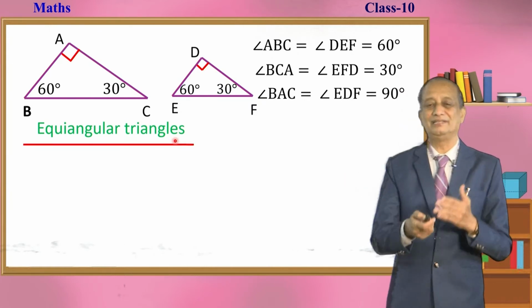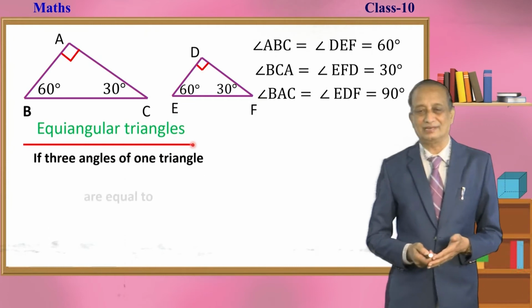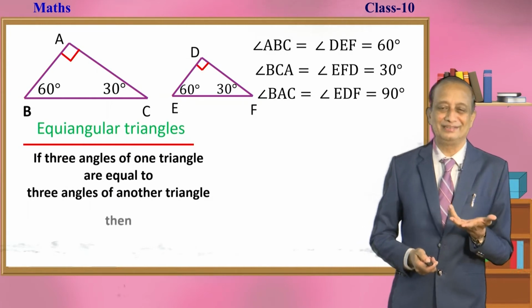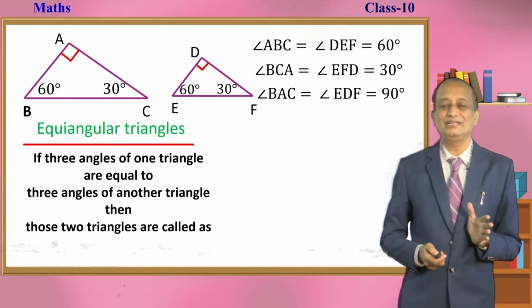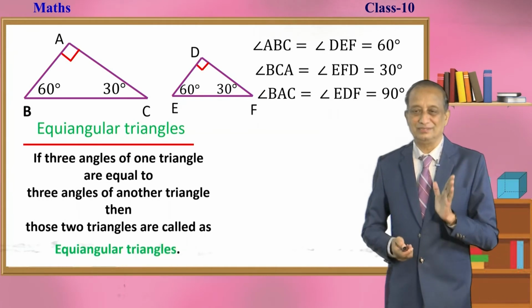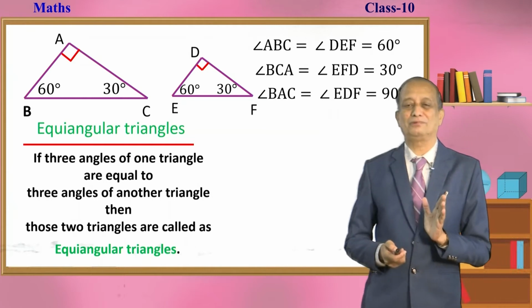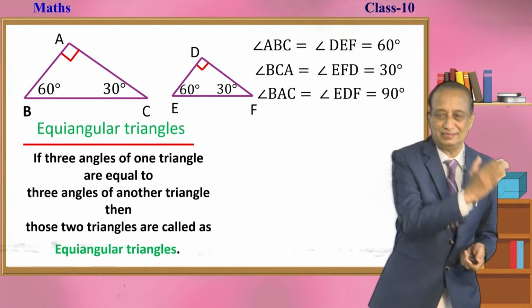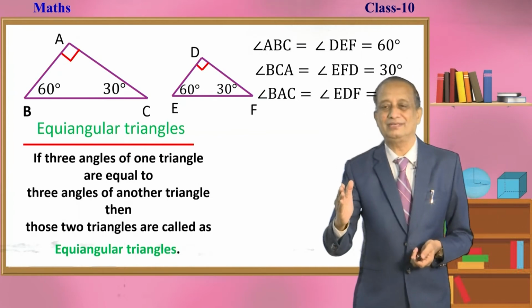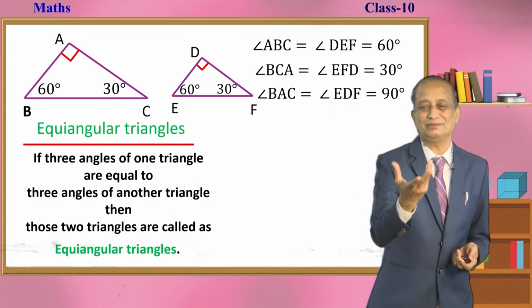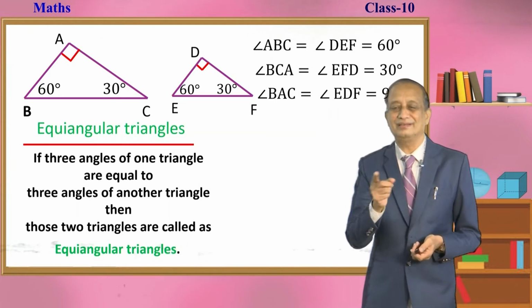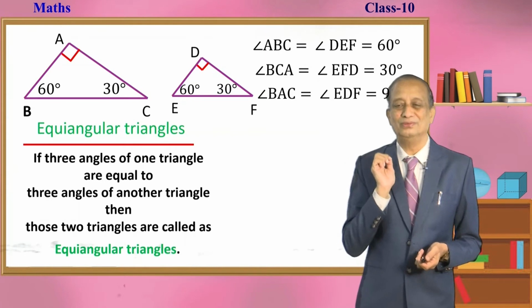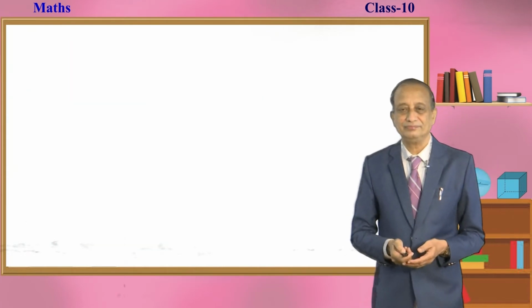Equiangular means, this is the definition: if 3 angles of one triangle are equal to 3 angles of another triangle, it is simple, children, you should call them equiangular triangles. So, this is the main fundamental concept of this chapter. Please remember, equiangular triangles means the 3 angles of one triangle are respectively equal to 3 angles of another triangle. Then it is quite natural to say that they are equiangular triangles. In Kannada, we call it a sama koniya tribhujagalu. Correct, children? Okay, fine. Yes.